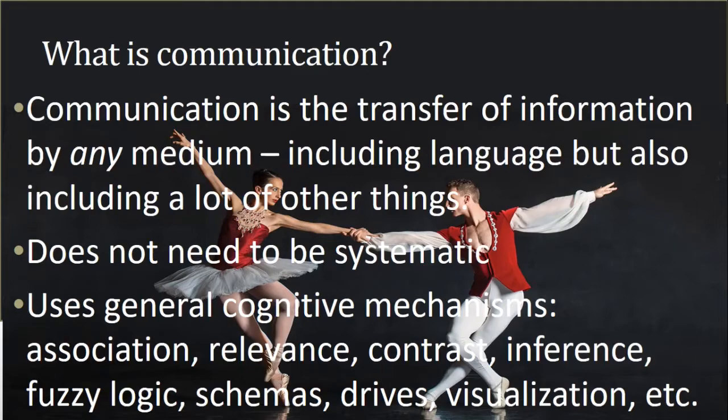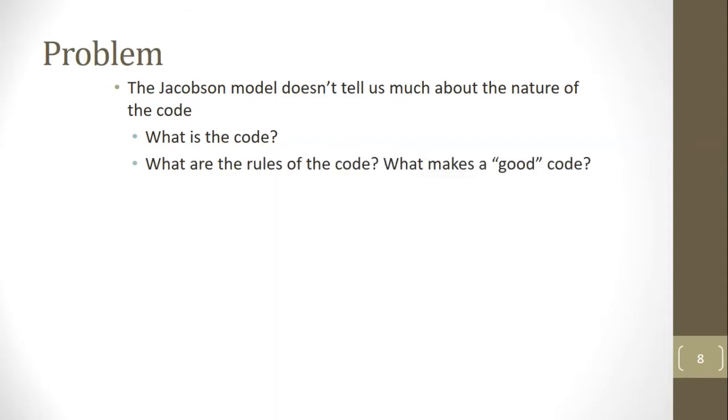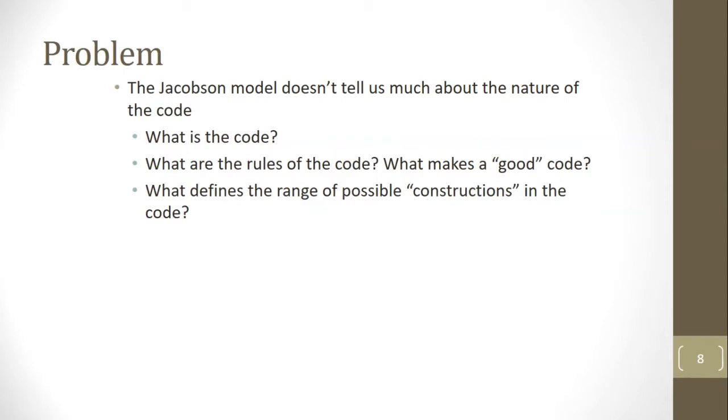It does not need to be systematic, and it uses general cognitive mechanisms such as association, relevance, contrast, inference, fuzzy logic, schema, drives, visualization, and many more. The problem with this kind of model of communication is that it takes the code for granted. It doesn't tell us very much about what the code is. What are its rules? What defines the range of possible constructions in the code?